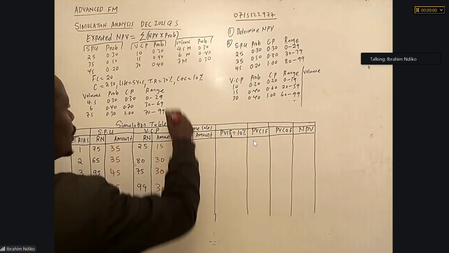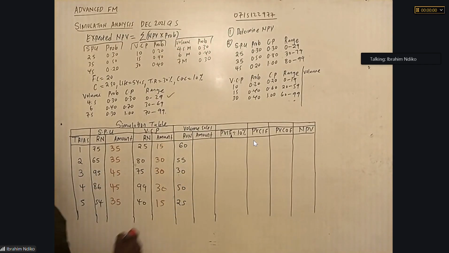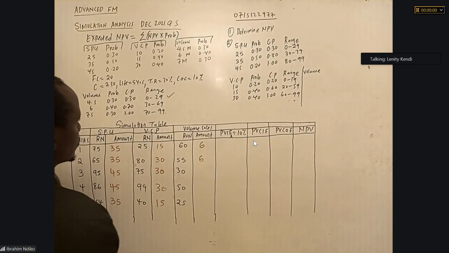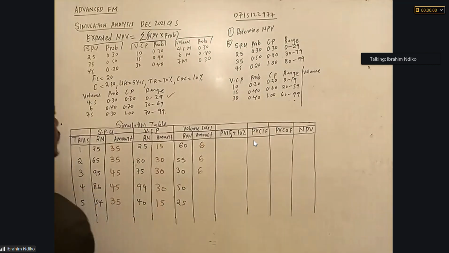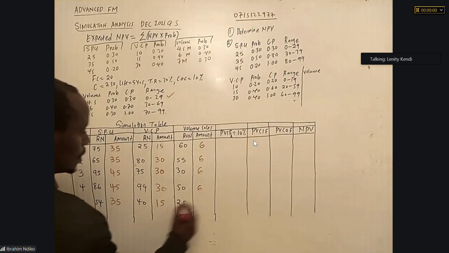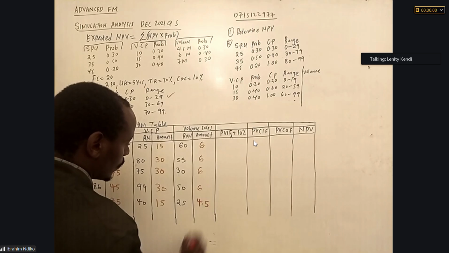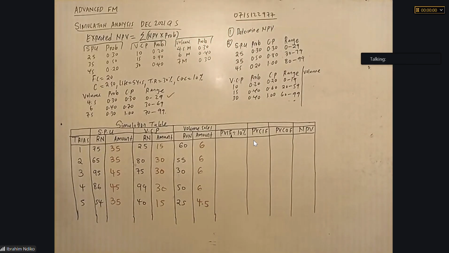Twende kwa volume. Hii hapa. 60 iko kwa 30 to 69, hiyo ni 6. 55 hiyo ni 6. 30 hiyo ni 6. 50 ni 6. 25 ni 4.5. Tumaliza hivyo. Uko sawa? Yes. Haya.